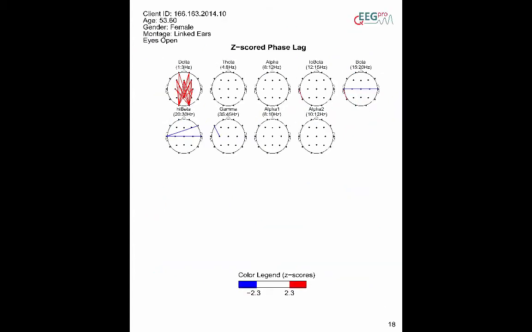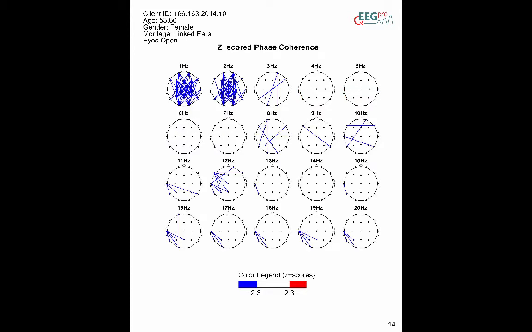The QEEG Pro report shows the z-scored phase lag for 9 frequency bands. Red lines indicate z-scores of 2.3 or higher, and blue lines indicate z-scores of -2.3 or lower. Phase coherence is based on phase lag and is a measure of the consistency of the phase lag between electrode sites. The QEEG Pro reports show the z-scored phase coherence for discrete frequencies between 1 and 40 Hz.